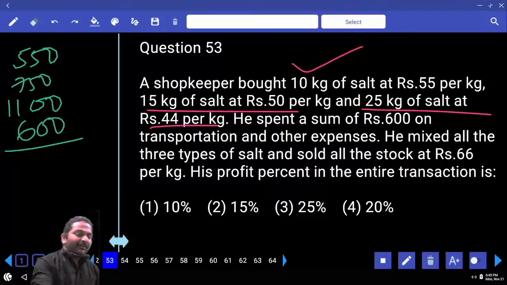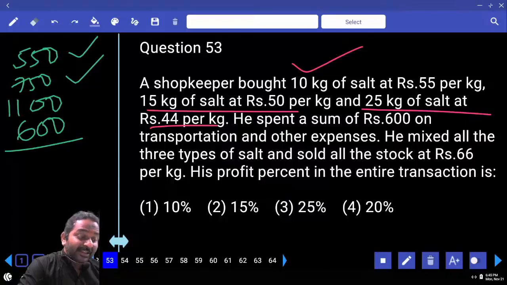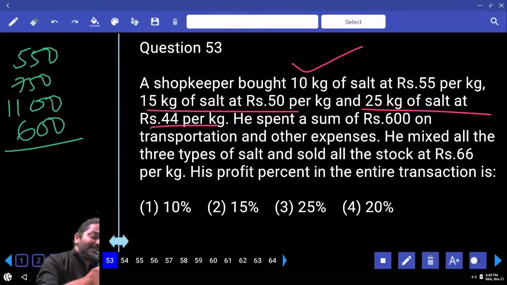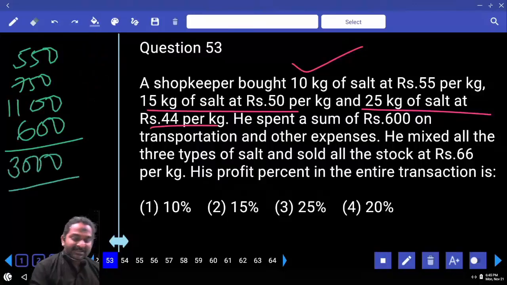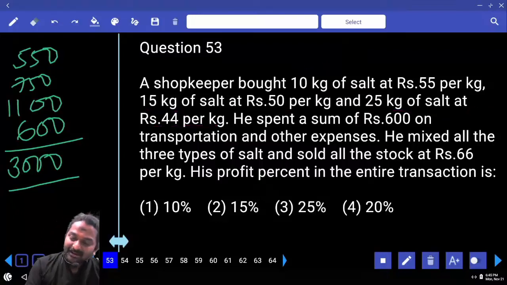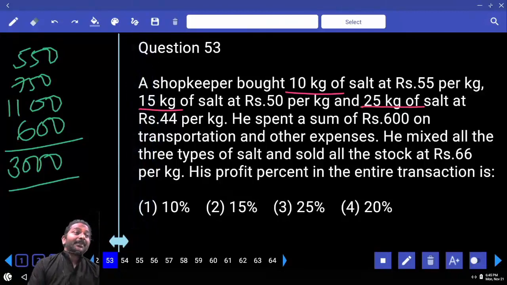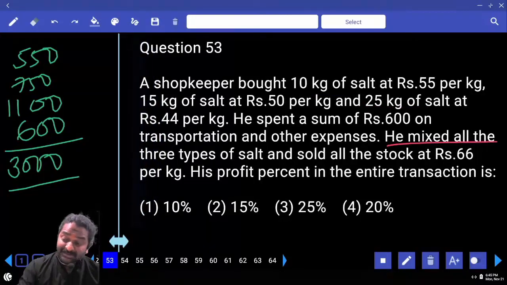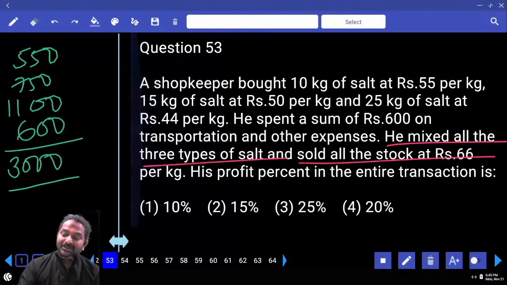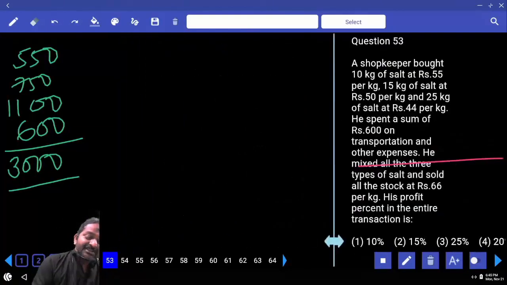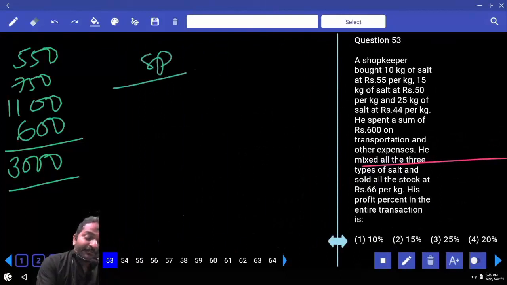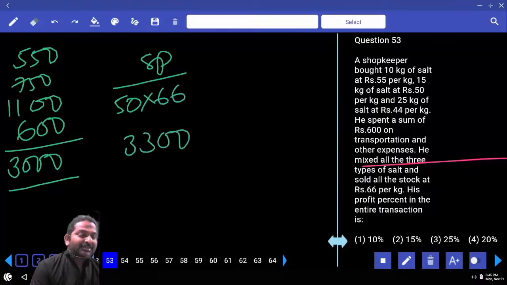Agreed? 550, 750, 1300. 1300 plus 1100, 2400 plus 600. So, total cost price is 3000. And how many kgs quantity we have? 10 plus 15, 25, 25, 50 kgs quantity we have. He mixed all the three types of salt and sold the stock at 66 rupees. Then selling price is equal to 50 into 66, that is equal to 3300 only.